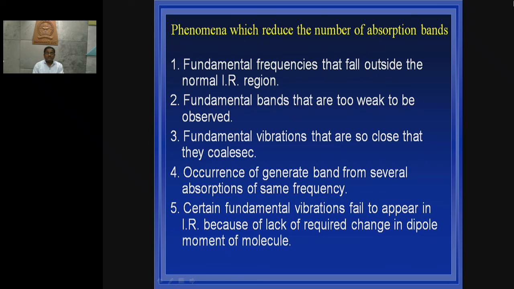Fourth, occurrence of degenerate bands from several absorptions of the same frequency. And fifth, certain fundamental vibrations fail to appear in IR because of lack of the required change in dipole moment of the molecule. I already told you, it is very important to analyze the organic molecule. Whatever molecule you consider for the analysis, that compound must have a dipole moment, then it will give the absorption bands in the proper region. If the compound has no dipole moment or less dipole moment, it will not show its proper fundamental vibrations because of this reason.